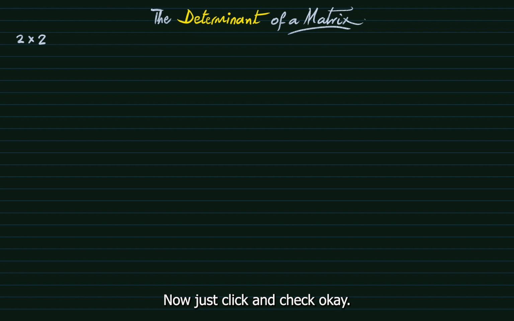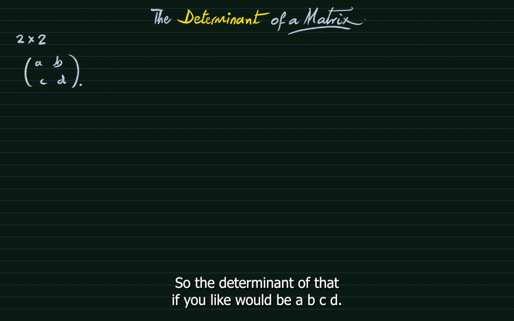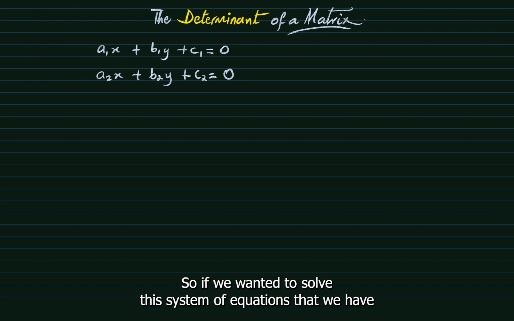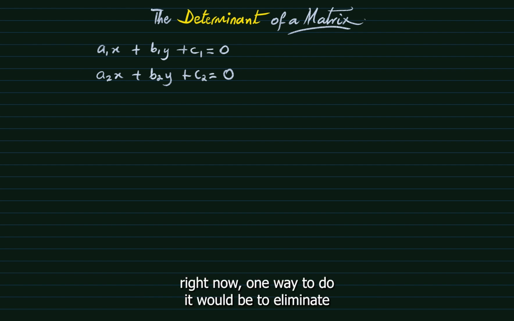Just click and check. Okay, so a 2 by 2 matrix is in the form of a b c d, if you like. So the determinant of that will be written with bars around a b c d. And this is what we want to look at. Just a quick background about this. Say we wanted to solve the system of equations that we have right now.